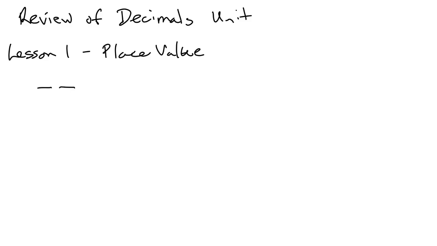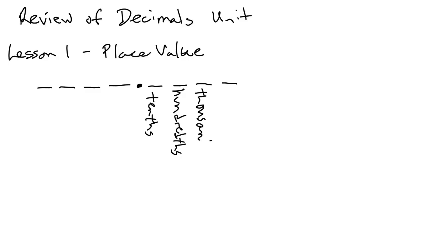So you've got place values in front of the decimal point, and you have place values after the decimal point. All of the places after the decimal point end in THS. So this is tenths, this is hundredths, this is thousandths, this is 10,000ths.